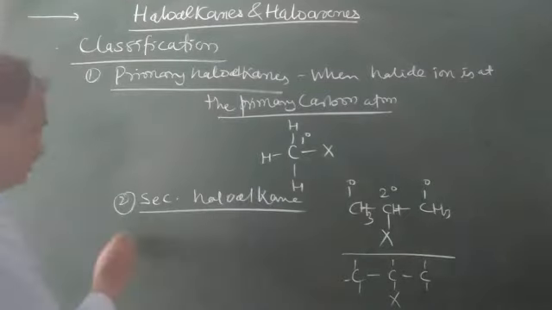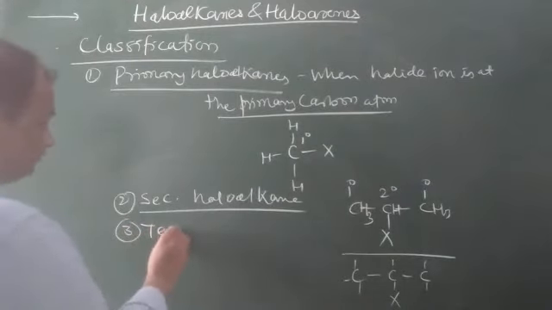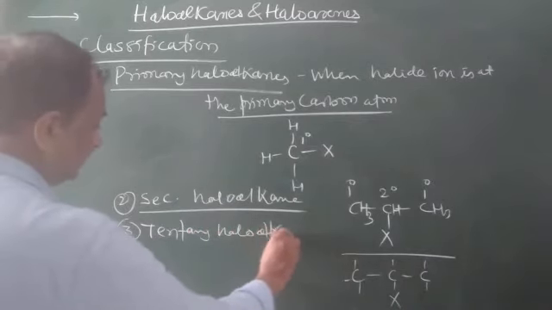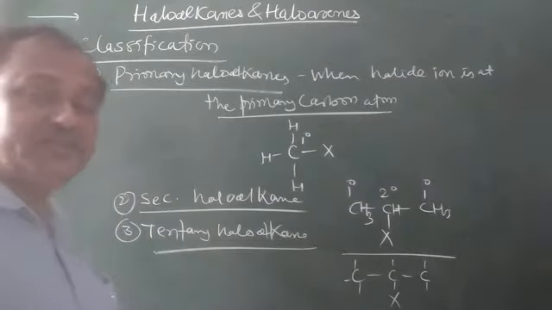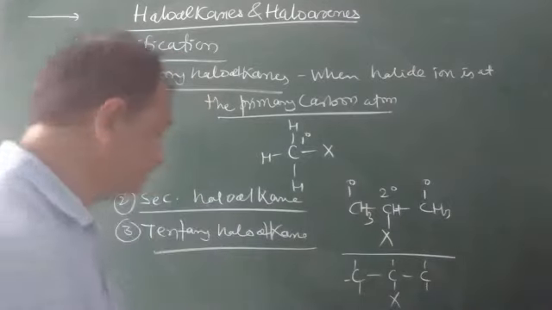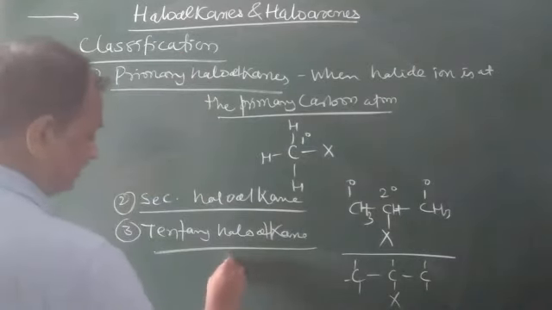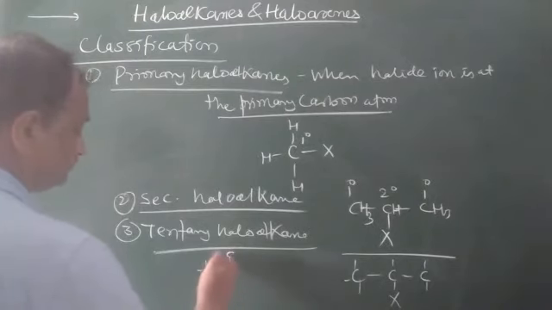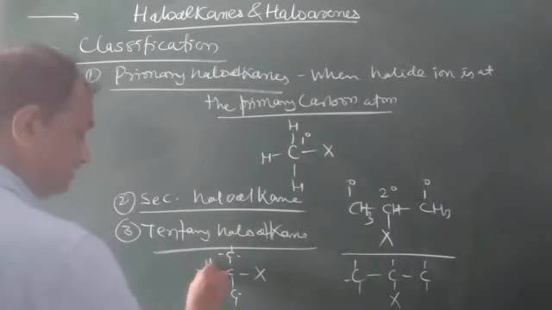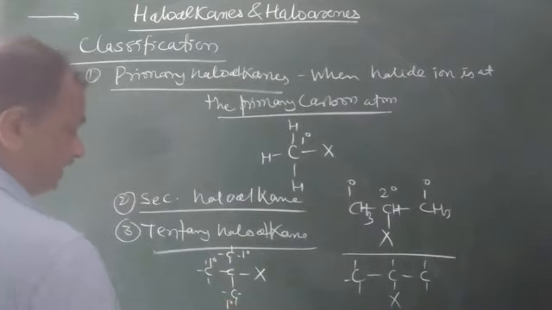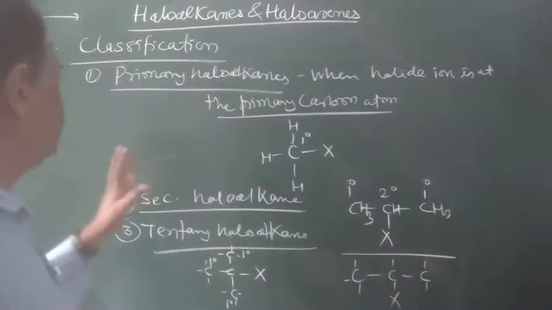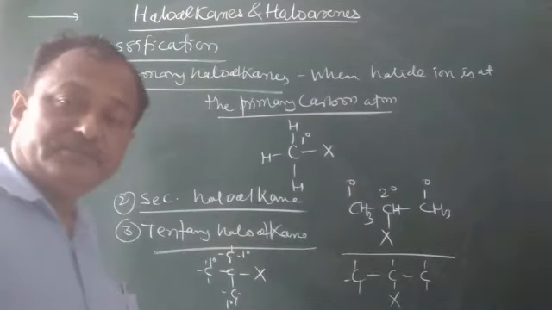Now coming to tertiary haloalkane. What is tertiary? All three valencies are satisfied by adjoining carbon. See here, if I write this carbon, it is having X. So this carbon is again primary, this again primary, this again primary. This carbon, this carbon, this carbon, all three. It is said to be the tertiary haloalkane.